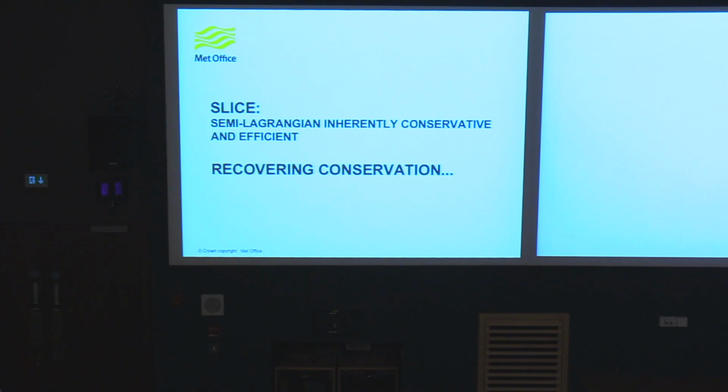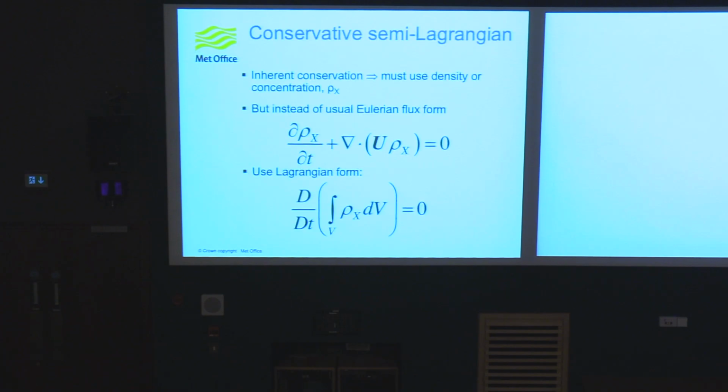I'm not going to spend much time on this, but this is just to let you know that there are alternative ways of achieving conservation, and you may hear about SLICE. If one wants to use a semi-Lagrangian scheme and get conservation, then we have to work in a conservative form. So that means going back to using densities rather than mixing ratios. And if we want to use a semi-Lagrangian scheme, we have to translate this equation into what I've already shown you, which is more of a Lagrangian scheme for the mass of an air parcel.